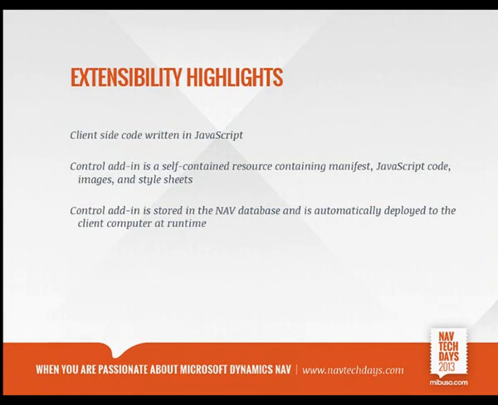Then the next thing we need to know is what is the control add-in, what does it consist of? It consists of a manifest file, which is an XML document which describes the add-in to the NAV application. And then you have your JavaScript code where you implement your cool features. And then you have images and style sheets for giving your control a special look. And then you take all these components and you wrap them in a zip file and upload them into the NAV database. And from there, the system knows how to deploy them automatically on the client computer.